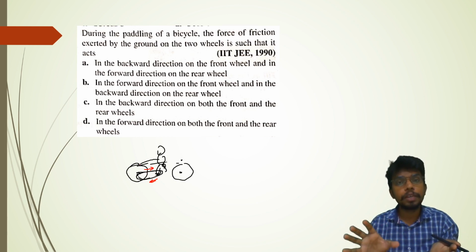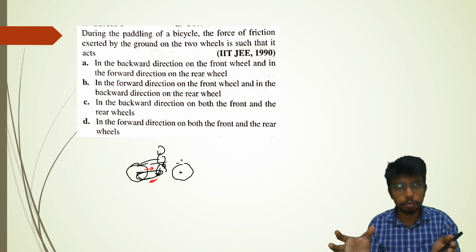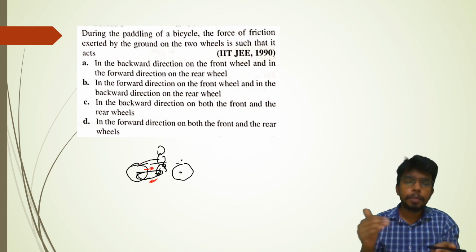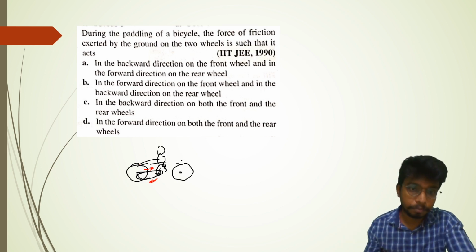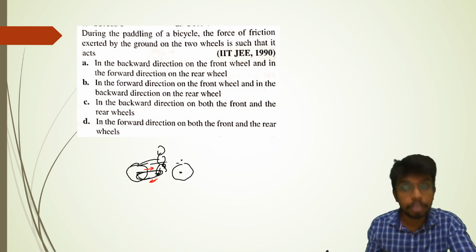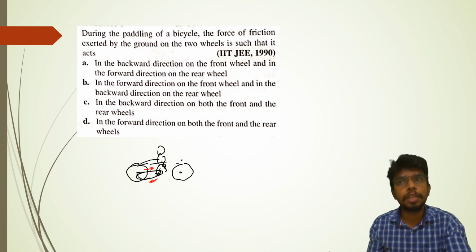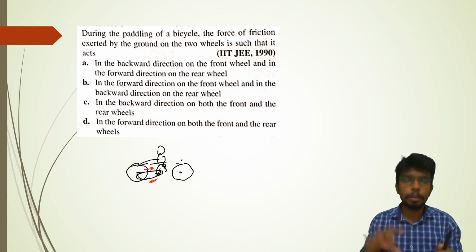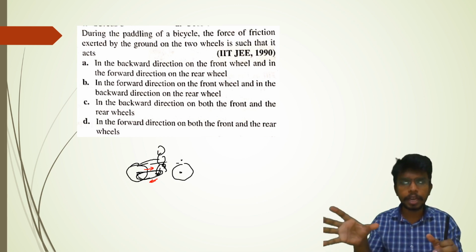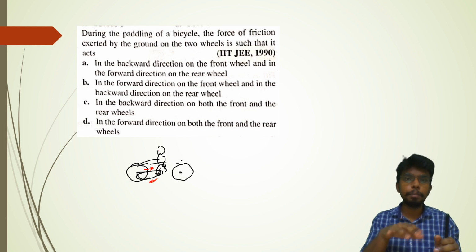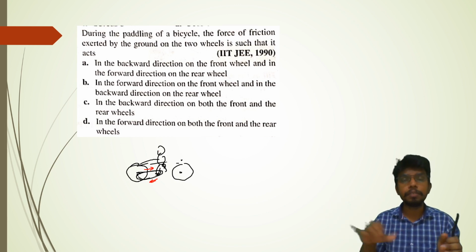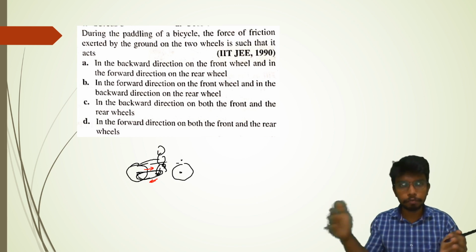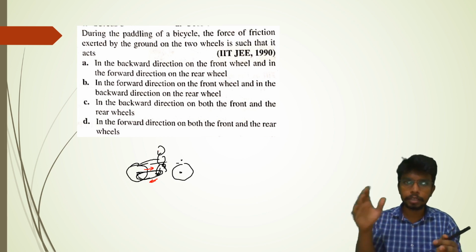The rotation of the front wheel is because of the friction applied by the ground, by the surface. You must have faced this situation: if you're on a slippery road, you pedal the bicycle, the rear wheel moves, but the front wheel remains static. The rear wheel rotates at the same place, but the front wheel remains static because it is not getting sufficient friction for the front wheel to rotate.